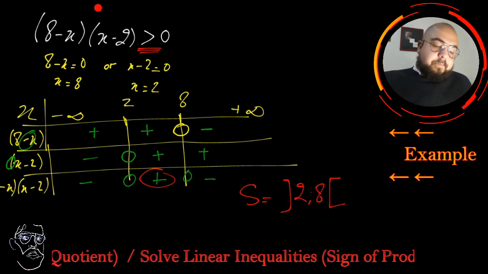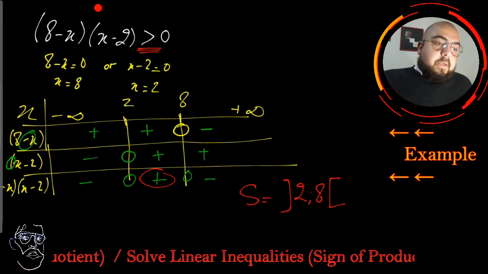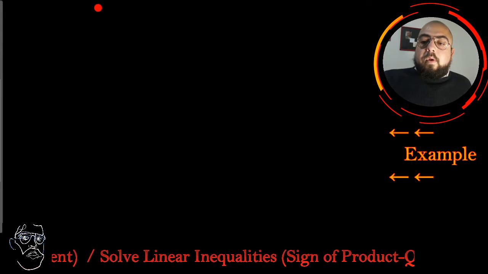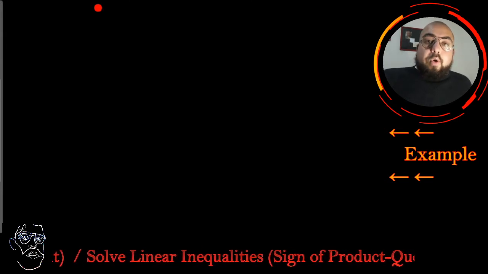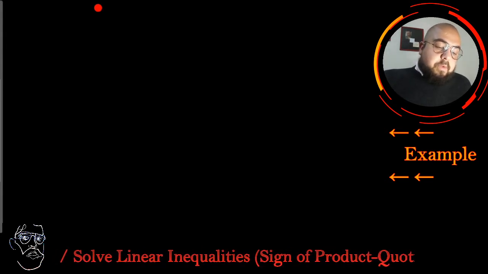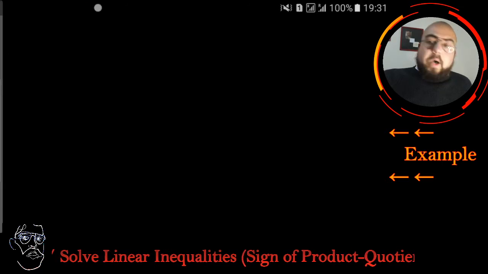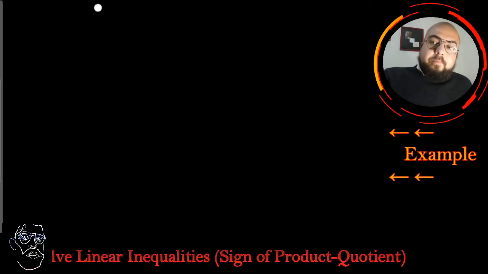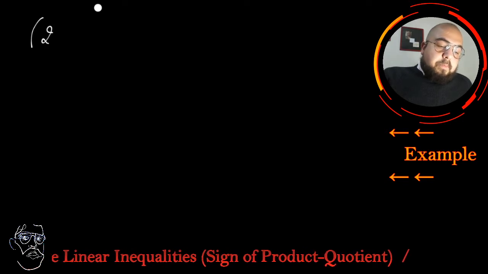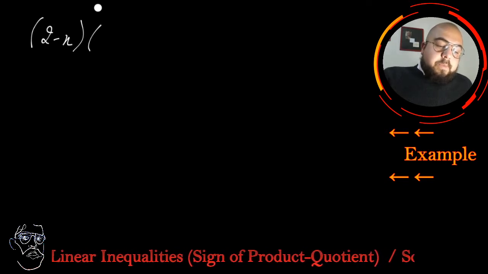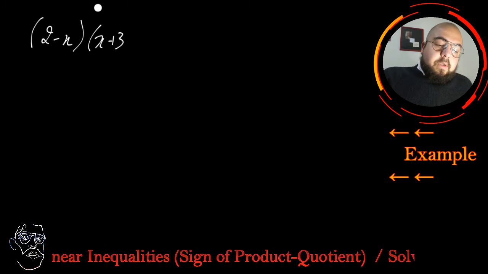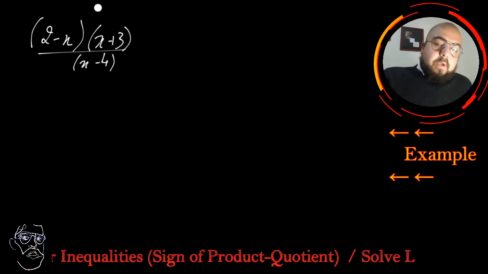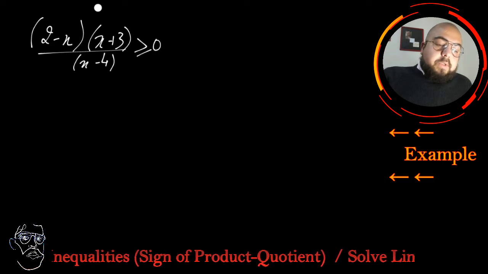All right, let's take another example where we have a quotient or a rational form. What about this case? 2 minus x times x plus 3 over x minus 4, greater or equal to 0.